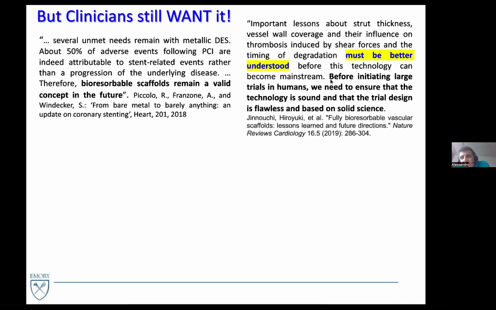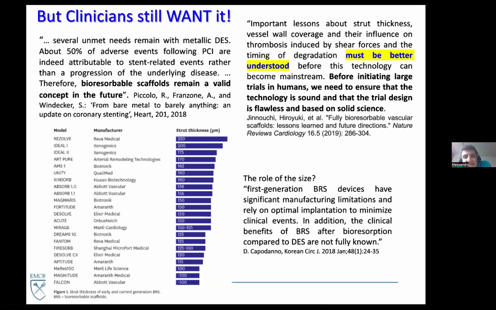And I want to mention this sentence: before initiating large trials in humans, we need to ensure that the technology is sound and that the trial design is flawless, based on solid science. Now, you see, based on solid science, I read based on mathematics, honestly. Probably I'm biased. Of course, I'm biased. But I think this is the missing part in what happened in the design of bioresorbable stents.